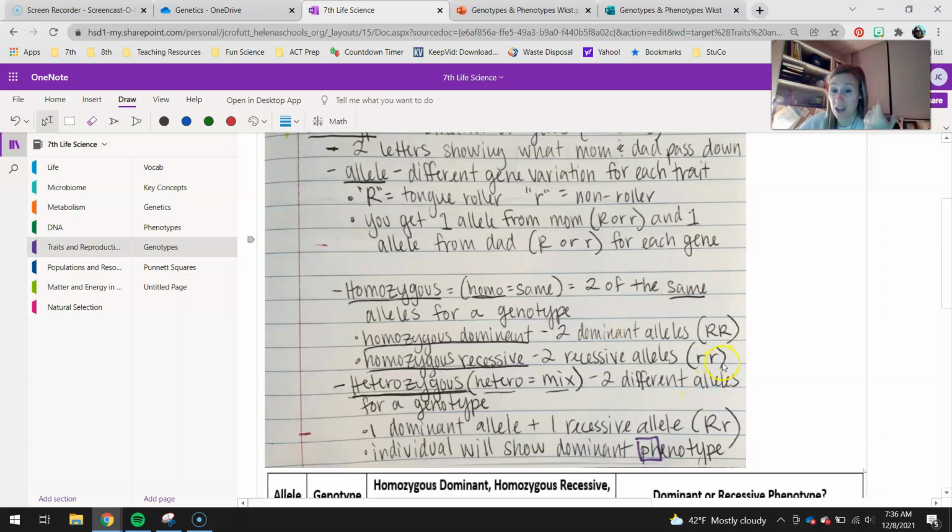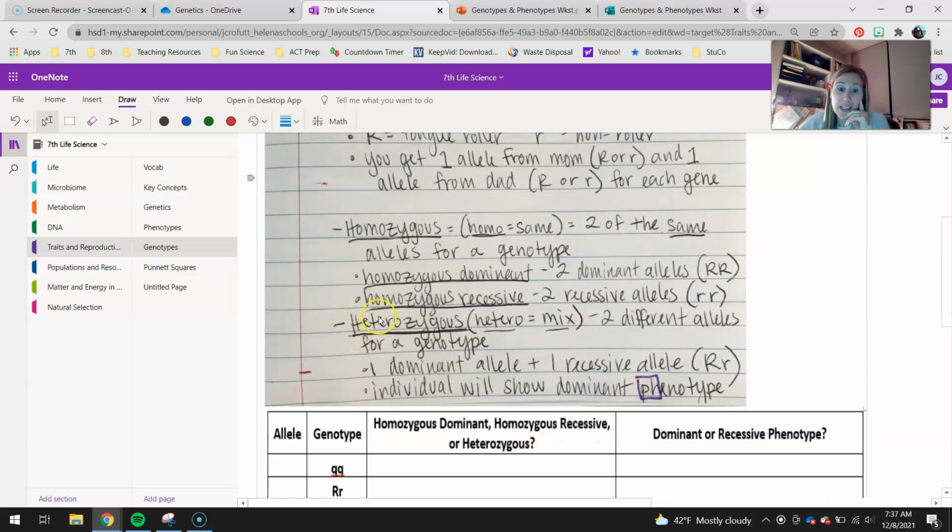So if we're looking at tongue rolling versus non-tongue rolling, this homozygous dominant would be a tongue roller for sure. This one would be the only one that's a non-roller. So the only option for the genotype of the offspring that is not a roller would be little r, okay? Heterozygous, hetero means a mix. So we see two different alleles. So we see a dominant and a recessive.